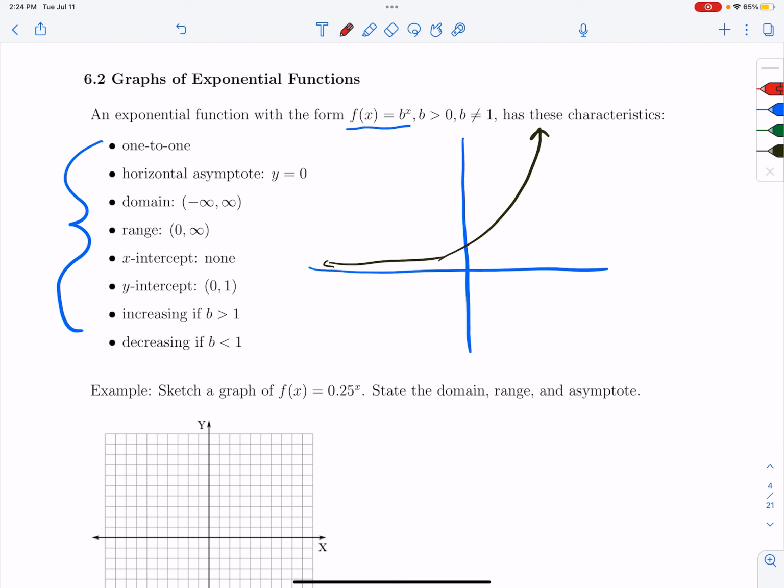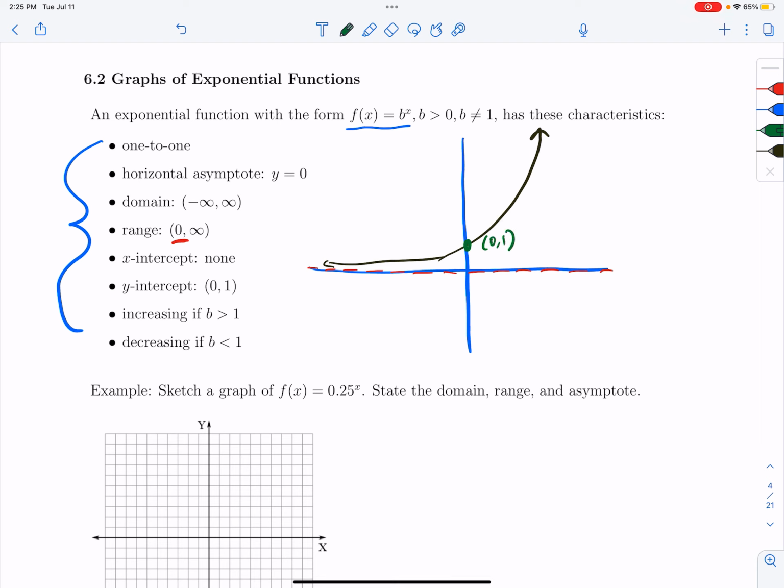There's always a horizontal asymptote at y equals 0. So before any transformations occur, that's where our horizontal asymptote is. The domain is all real numbers and the range is 0 to infinity. Because there is a horizontal asymptote at y equals 0, we don't include 0 in the range. There's no x-intercept. There is a y-intercept, always at (0, 1).